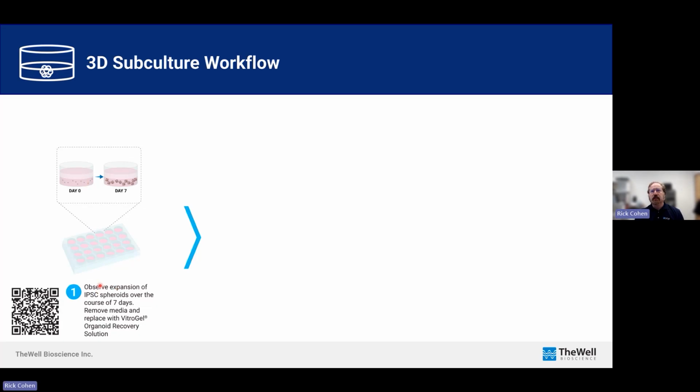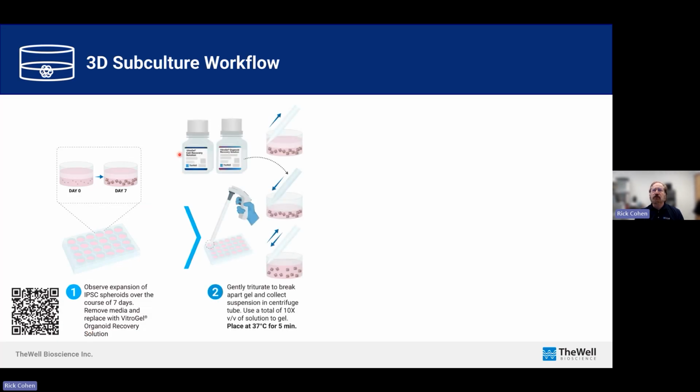Here you observe the expansion over 7 days, remove the cell culture media, and apply the Vitrogel organoid recovery solution. We have actually 2 flavors, the cell recovery solution, which is more gentle, and an organoid recovery solution, which has more capability of dissociating organoids. You would apply a 10 times volume to each well. So since each well is kind of limited in volume, you could put 1.5 ml per 300 in the well, and then put that in a tube and add the 1.5 mls back into the well or back into the tube. We've tried it both ways.